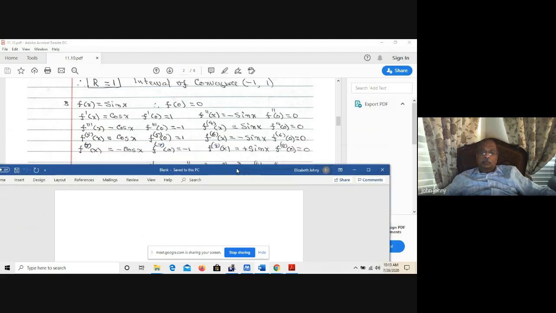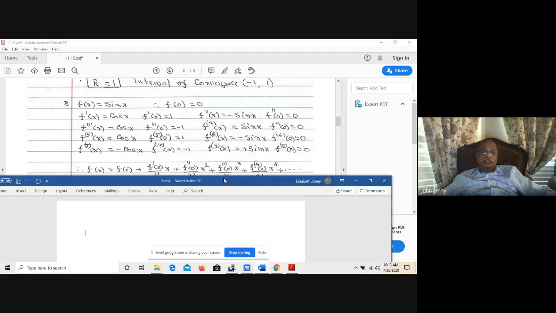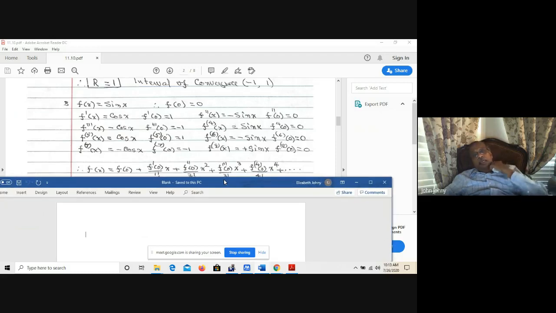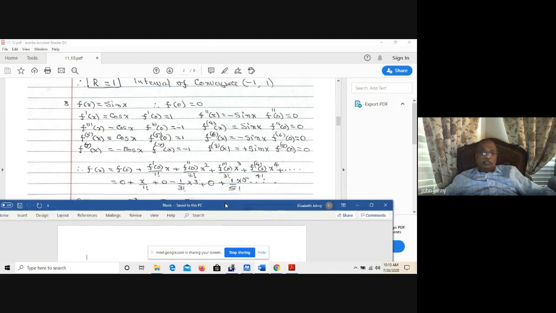You write a few more. I wrote it here up to 8. Now use the formula. f of x is equal to f of 0 plus f prime 0 over 1 factorial times x plus f double prime 0 over 2 factorial times x squared plus f triple prime 0 over 3 factorial x cubed plus etc. This is a Maclaurin series.